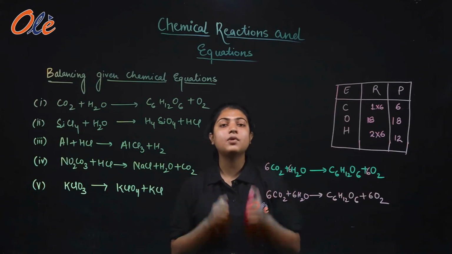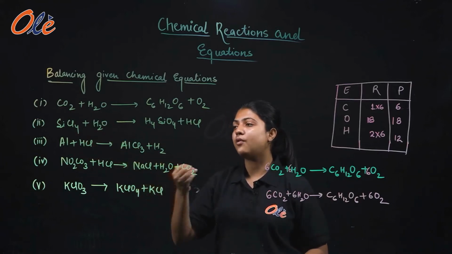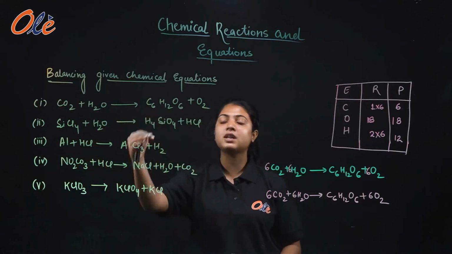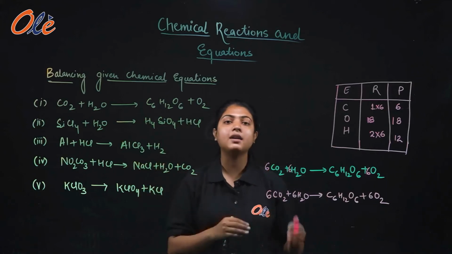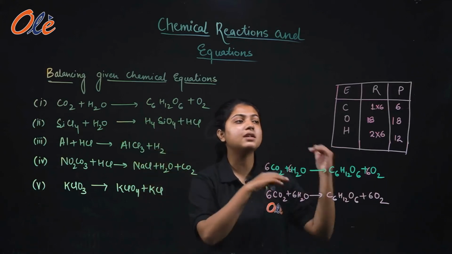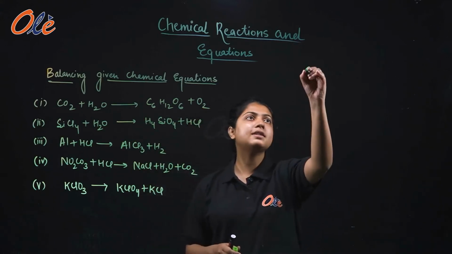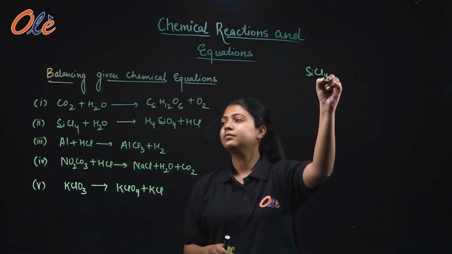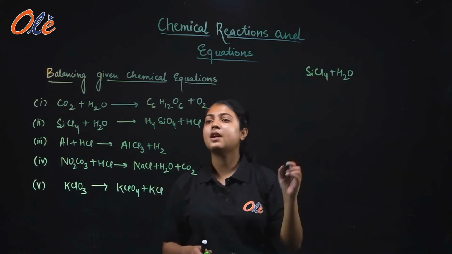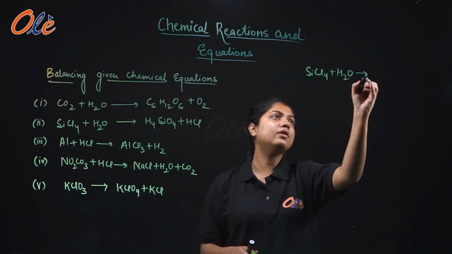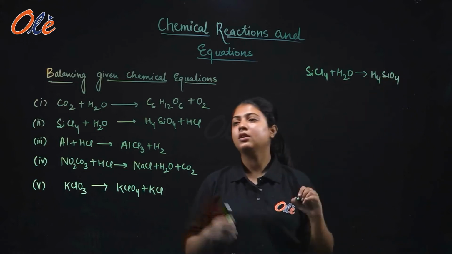Now let us see what is the second equation that is given to us. That is SiCl4 plus H2O, that gives out H4SiO4 plus HCl. Now we are going to balance this chemical equation in a similar way. So our next equation is SiCl4 plus 4H2O gives out H4SiO4 plus HCl.